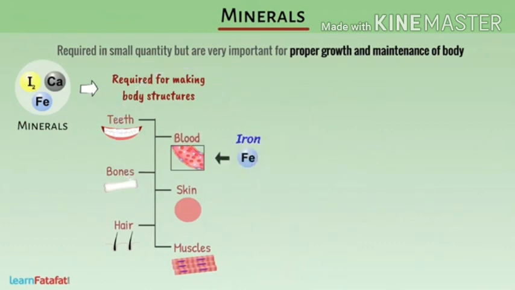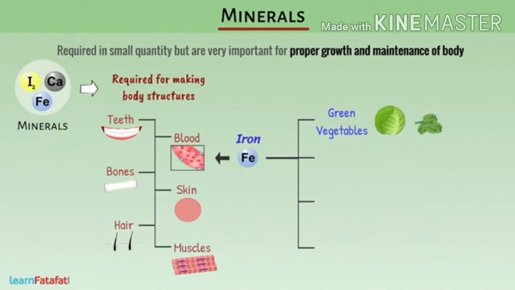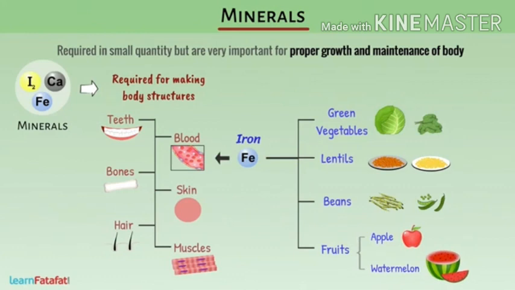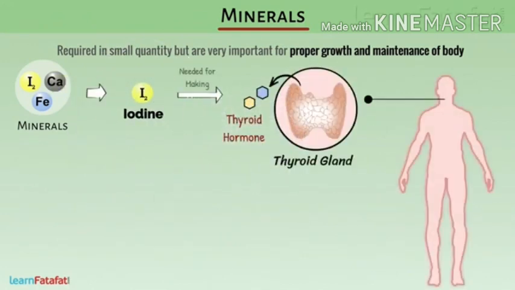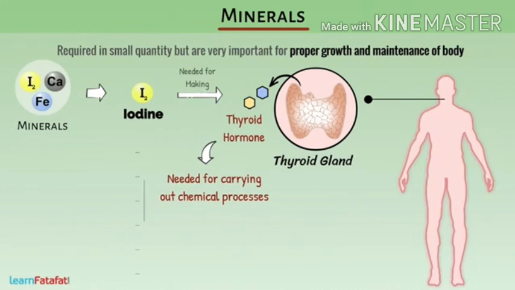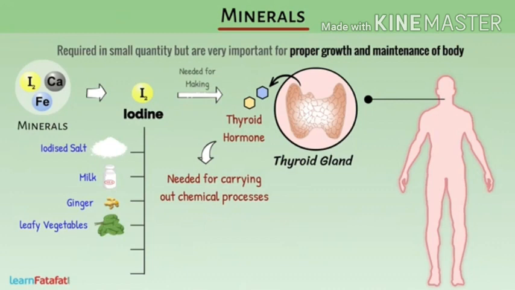Iron is an important part of our blood, which is obtained from green vegetables, lentils, beans, fruits, for example apple and watermelon. Calcium is needed for the bones and the teeth. It is obtained from milk and eggs. Iodine is needed for thyroid hormone, which is also needed for carrying out chemical processes. We get it from iodized salt, milk, ginger, leafy vegetables, fish and other seafood. So you must include seafood in your diet.